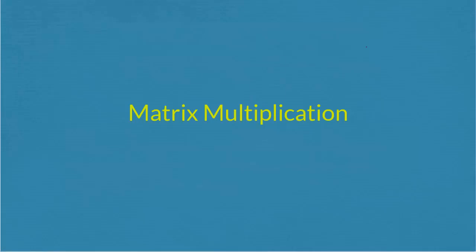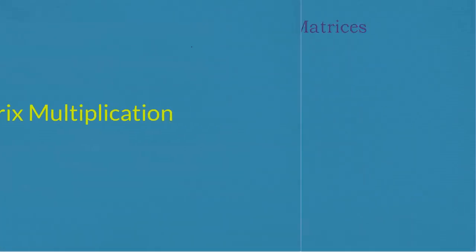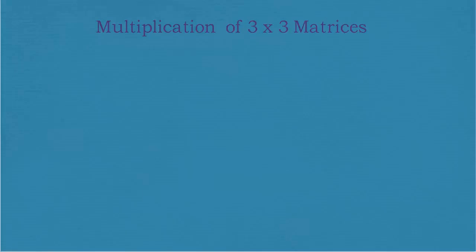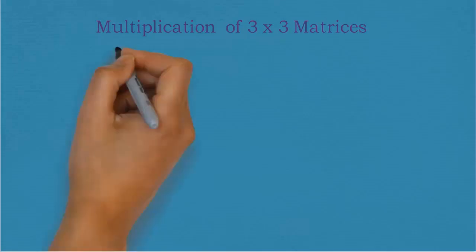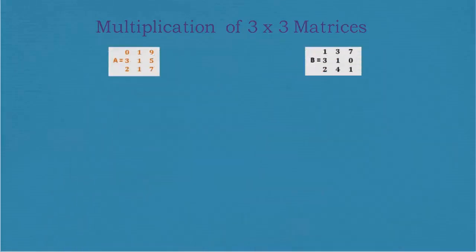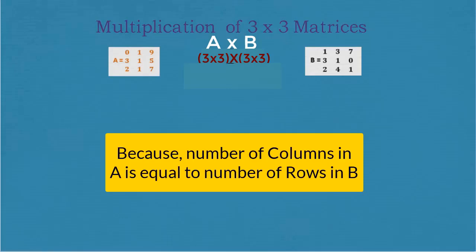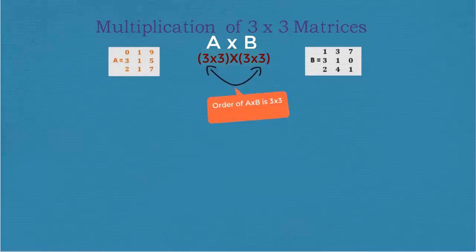This video is about matrix multiplication, how one matrix can be multiplied by another matrix. So that's what I'm going to talk about next. Multiplication of 3 by 3 matrices. In this case the matrix A is a 3 by 3 matrix and the matrix B is also a 3 by 3 matrix. The matrix multiplication AB is possible, and the order of the resultant matrix will be 3 by 3.